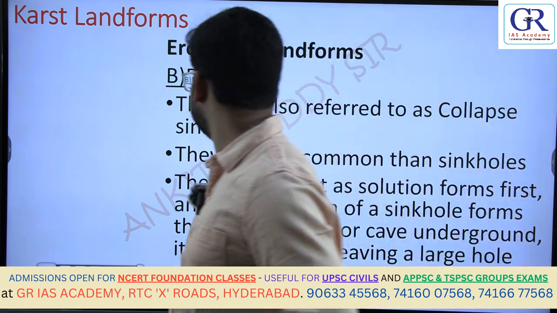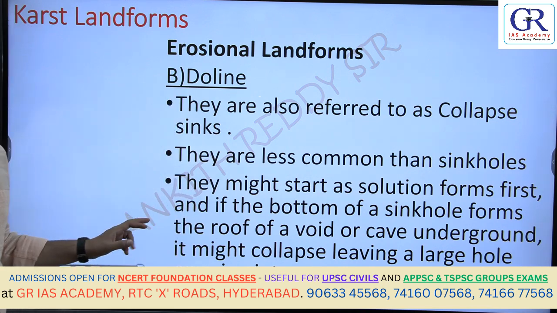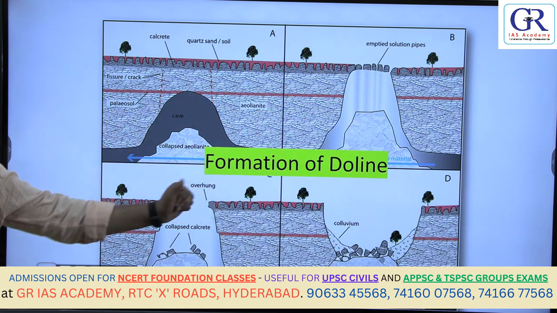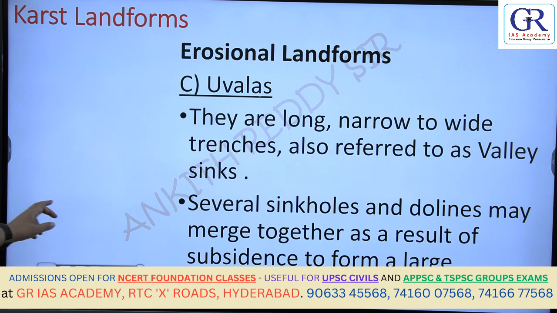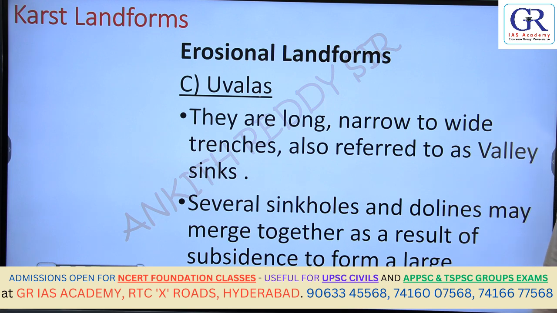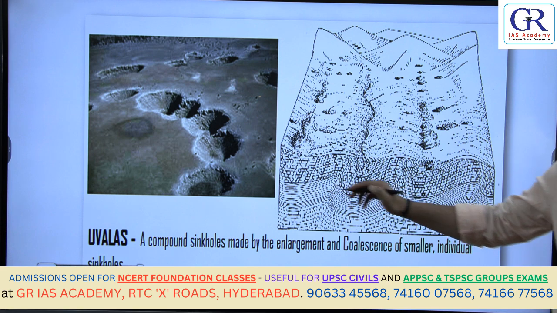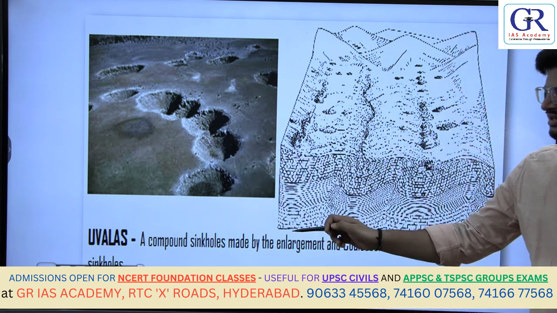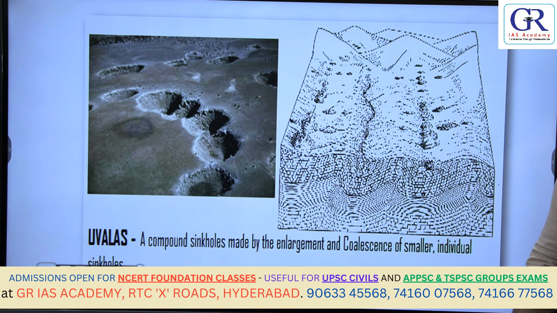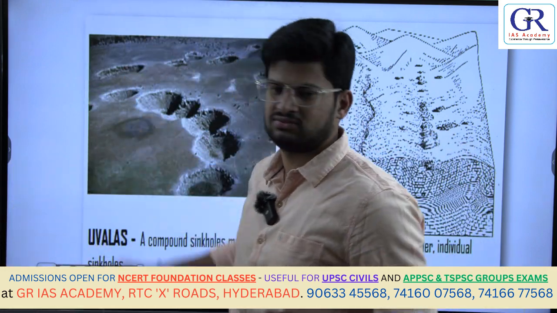Next, doline. If a couple of sinkholes collapse, it forms a doline. Getting my point? If a sinkhole collapses, it forms a doline. Next, uvalas. What you can see is, this is one sinkhole, this is one sinkhole, this is one sinkhole. So what is an uvala? A compound sinkhole made by enlargement and coalescence of smaller individuals. That means a sinkhole is small. If it collapses, it forms a doline. If 2-3 sinkholes combine, it forms uvalas.